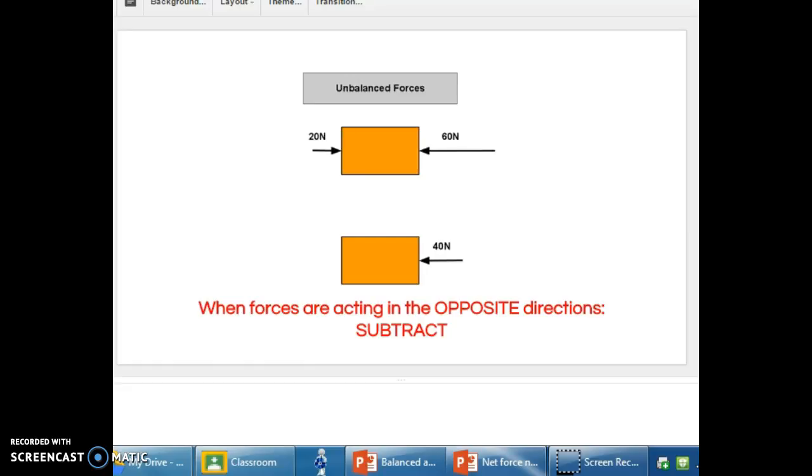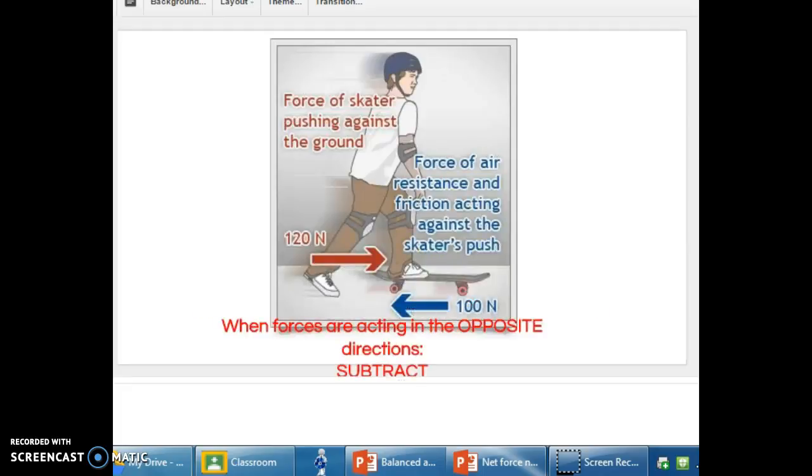That is unbalanced. Here we have the skateboarder again. Now we have pushing against the ground is 120 newtons going to the right. The air resistance is going to the left at 100 newtons. These are in opposite directions, so you subtract. So you have a force of 20 newtons moving to the right.